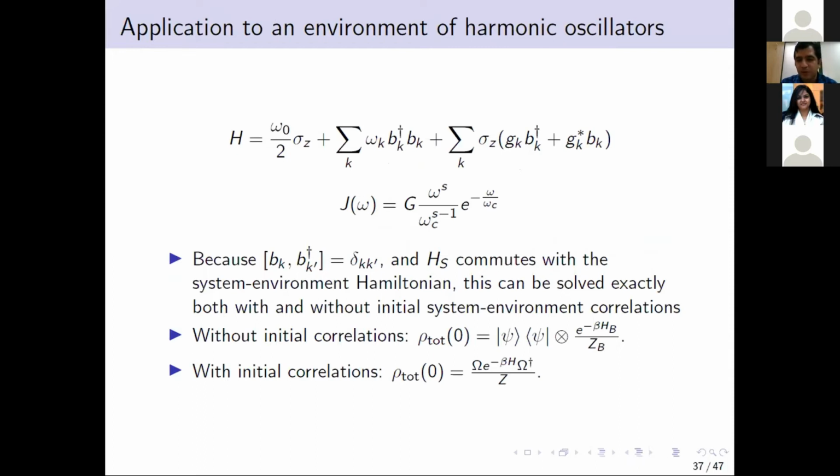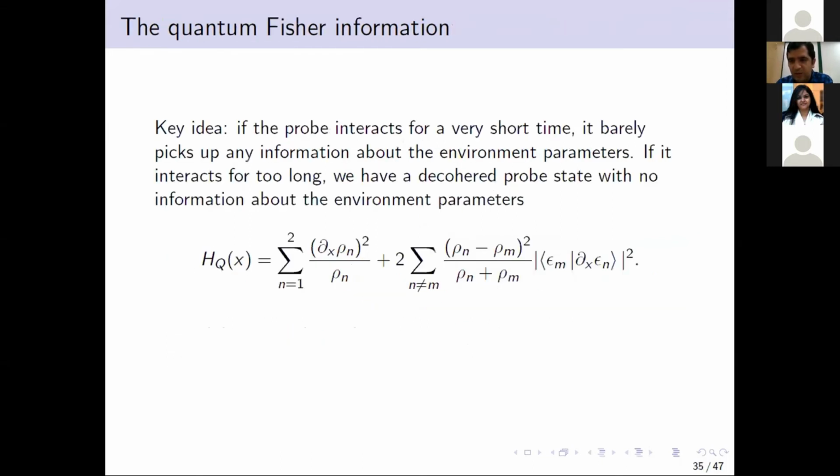Yes, in the very weak coupling regime, you can say that the system equilibrium state only depends on the system Hamiltonian. It's simply e raised to the power minus beta H_S, the Boltzmann state essentially. But if your coupling is not weak, then this result is totally general.